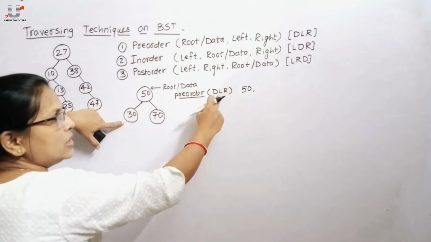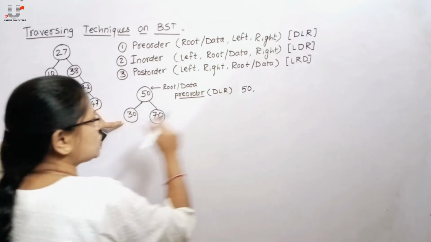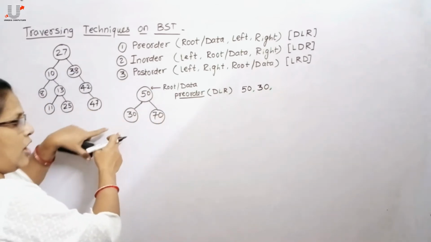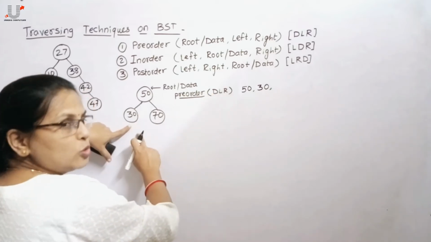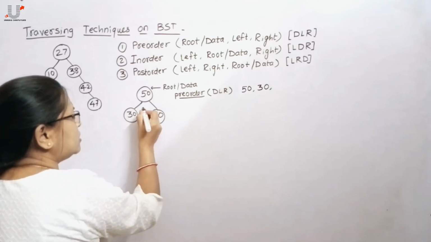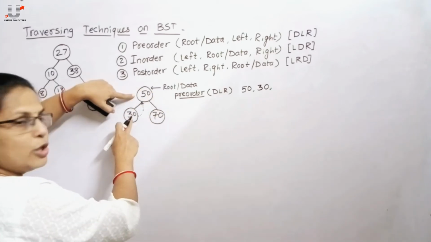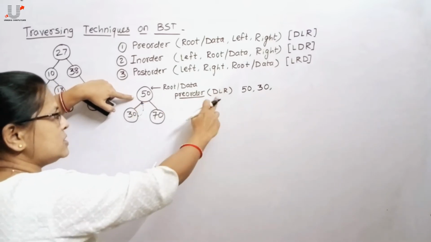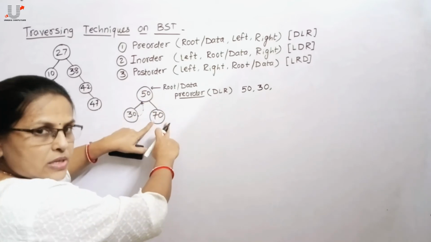Again apply the same DLR for this 30. D means data gets processed first, so here 30 gets displayed on the screen. Then it checks for the left subtree. As no left subtree is present, it checks for the right subtree. No right subtree is present for this 30. Then it backtracks to its previous location, from where it reached 30. As data, that means 50, has already been processed and the left child is also processed, it moves to R, that means the right subtree.